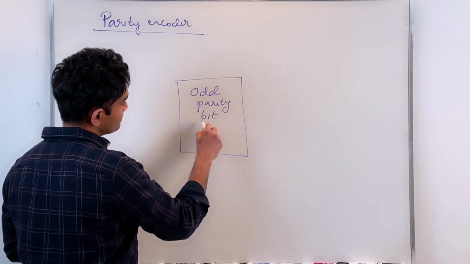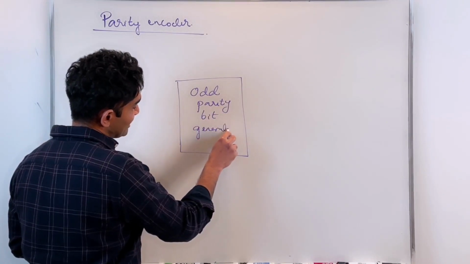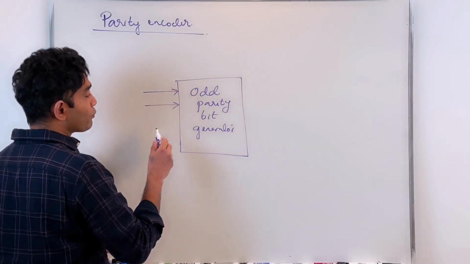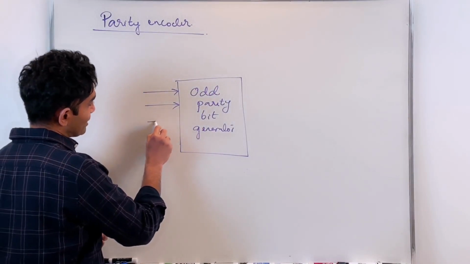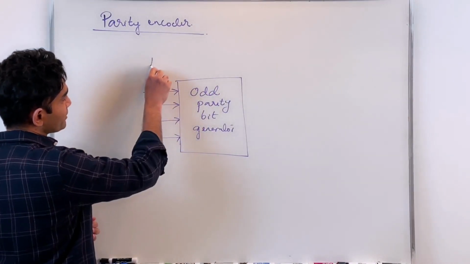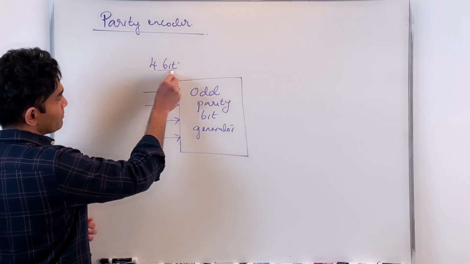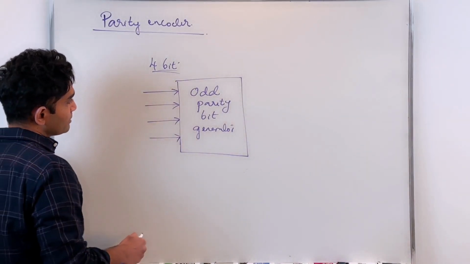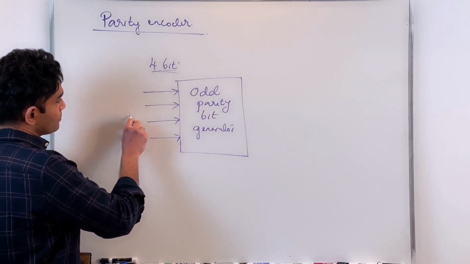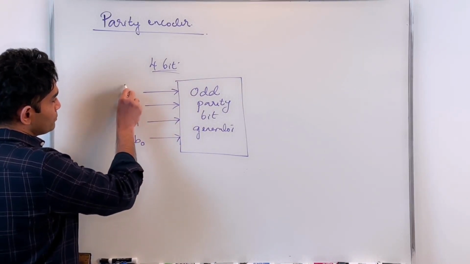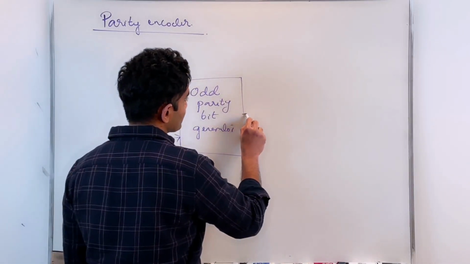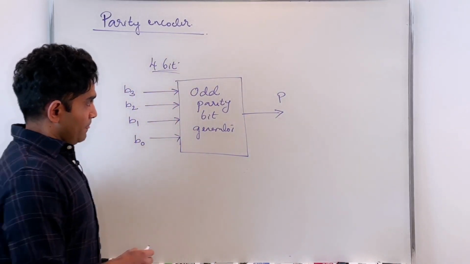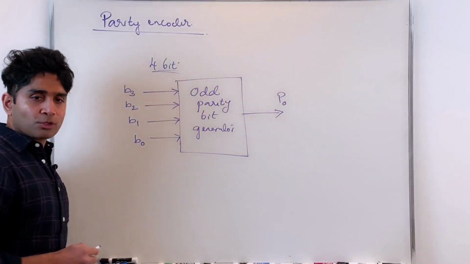Parity bit generator that takes in the data packet, the data that you want to send before you actually send it on the communication channel. Let's say we are working with 4-bit information. That means I have 4 bits of input applied to my odd parity generator. Let me call them B0, B1, B2, B3, and I get my output P. Let me call it P odd, PO.